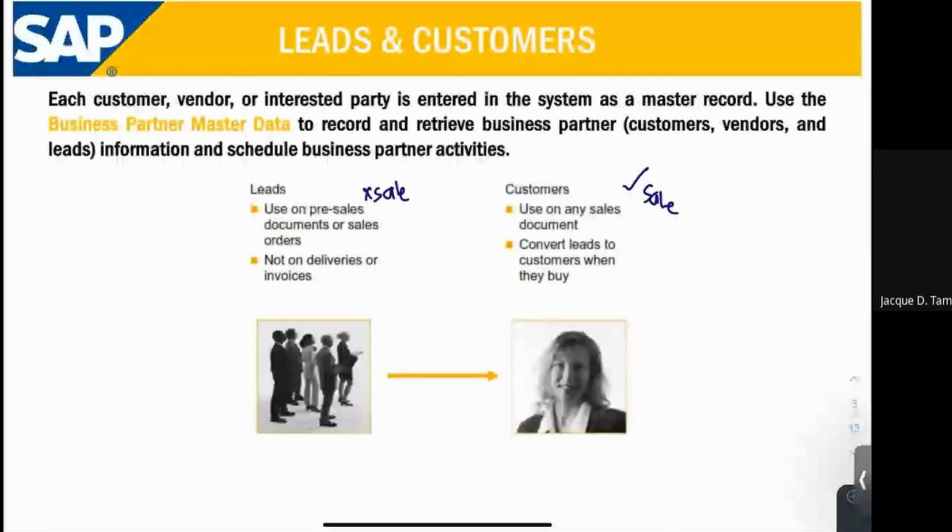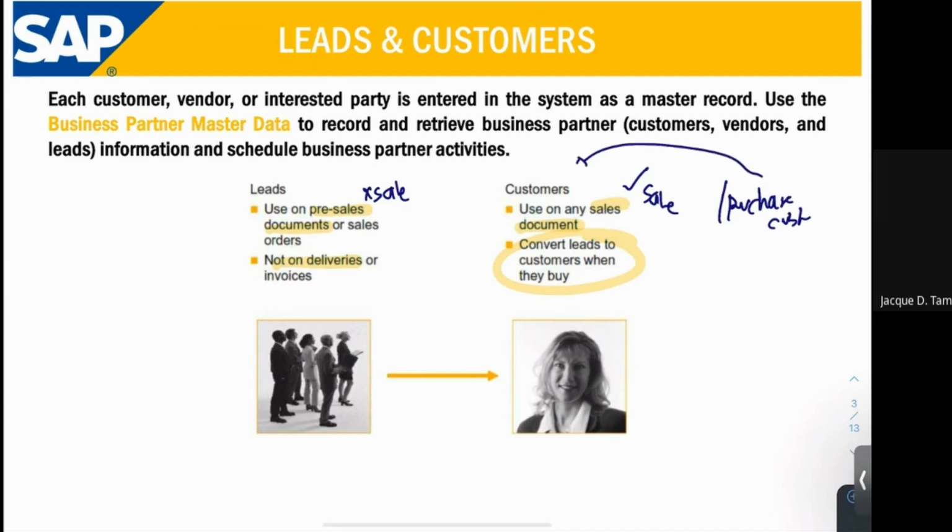So here, we only have pre-sales documents. However, here we have actual sales documents. Here, we don't have delivery, but we have delivery on your customers. Therefore, we can also convert our leads to customers when they buy. Okay, but if there is an actual sale or an actual purchase by the customer, then it is treated by SAP as a customer. But if not, it is only a lead.